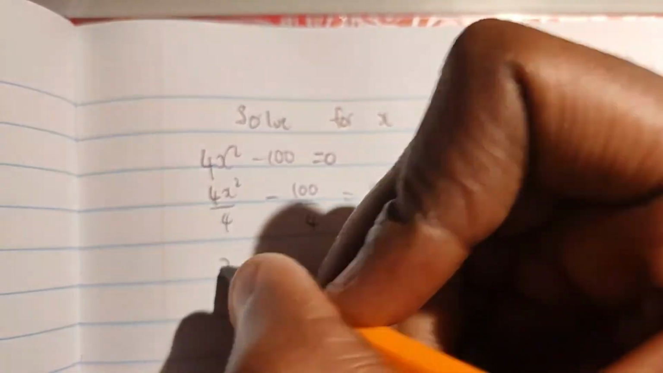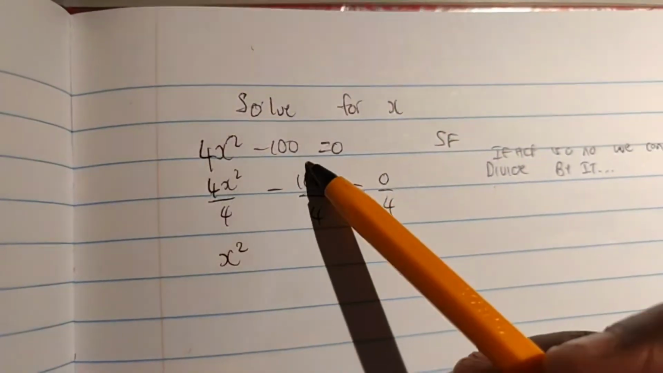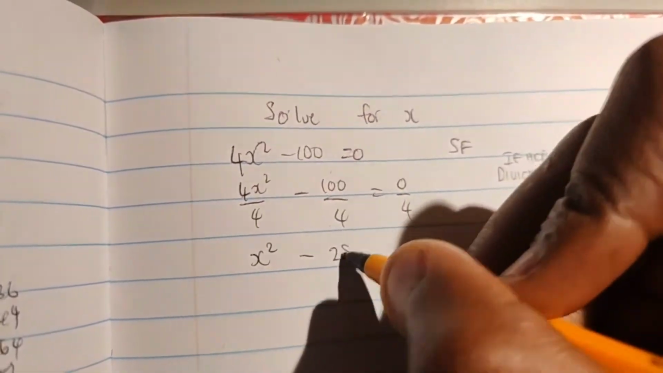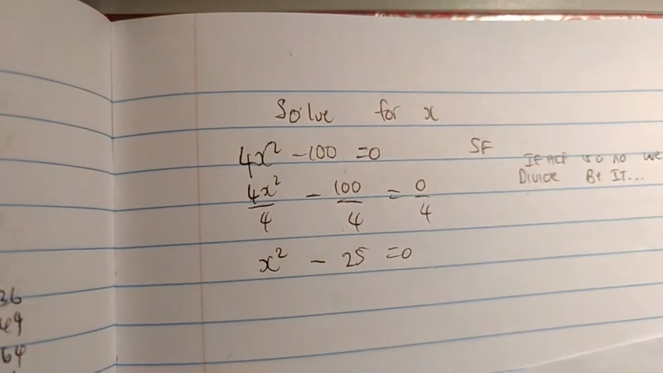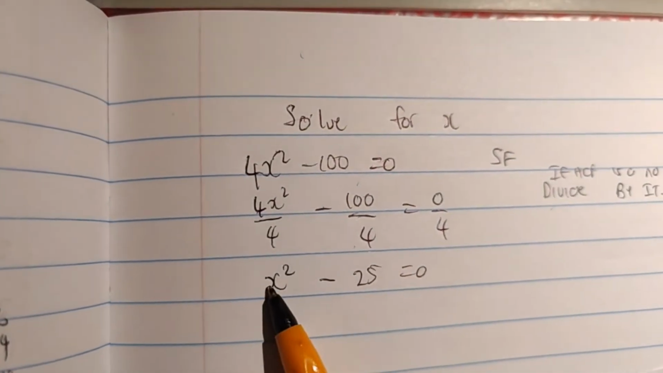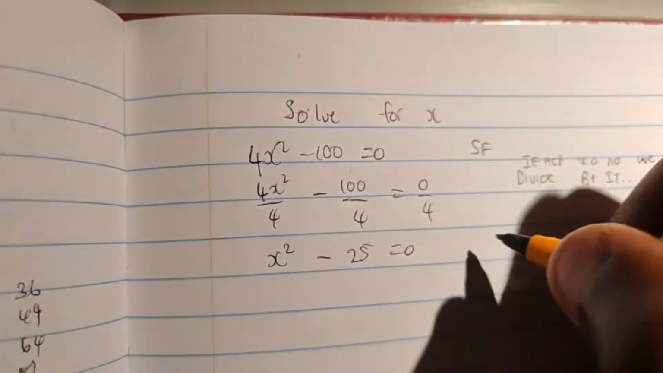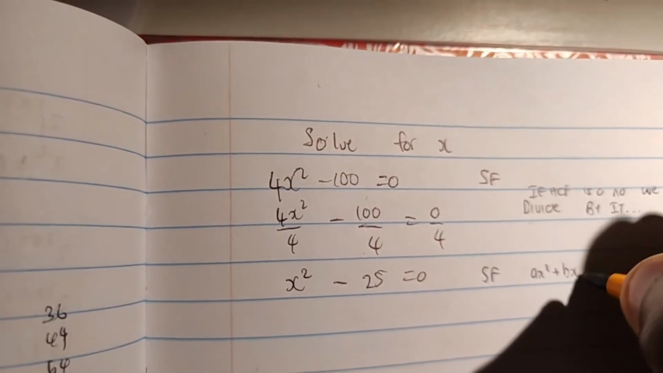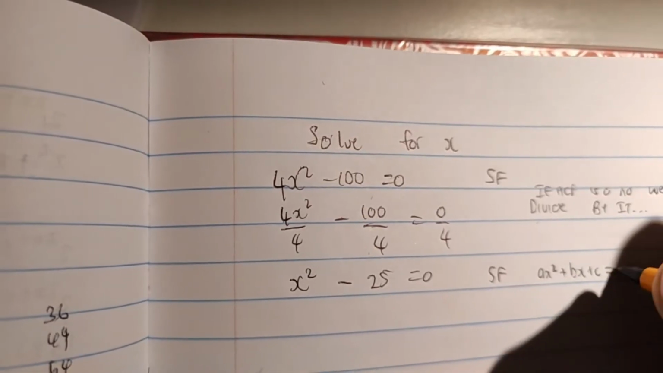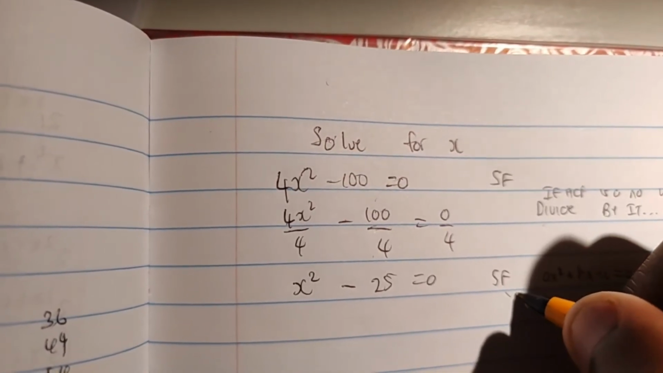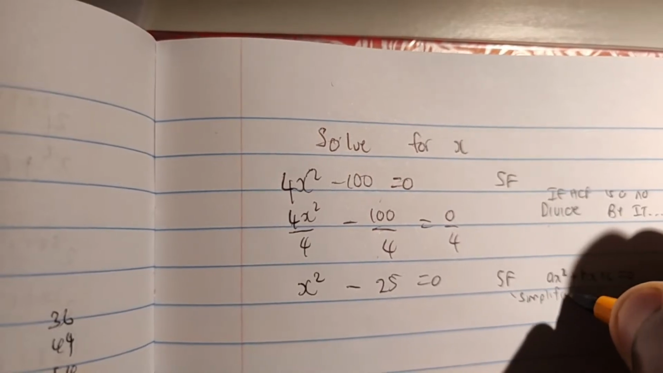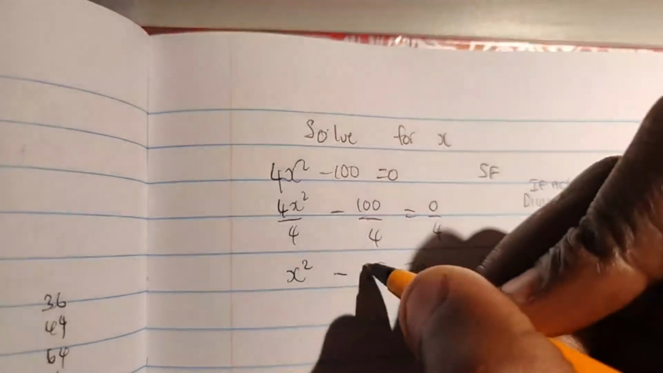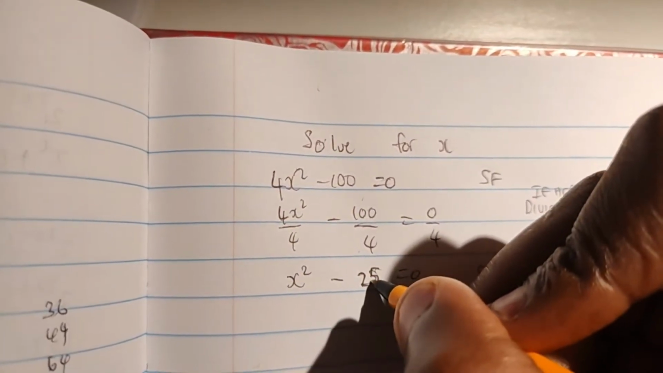The 4 and the 4 cancel, we are left with x squared. 100 divided by 4, a negative divided by positive is a negative. 100 divided by 4 is 25. Then obviously 0 divided by 4 is 0. So now what we have is x squared minus 25. This standard form of our equation is actually more simplified, and it is a standard form that is easy to work with. So we have x squared minus 25.